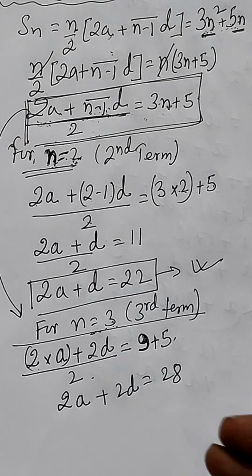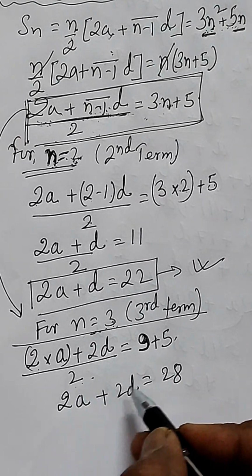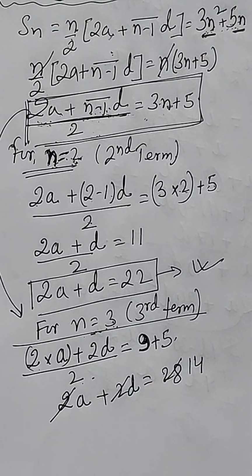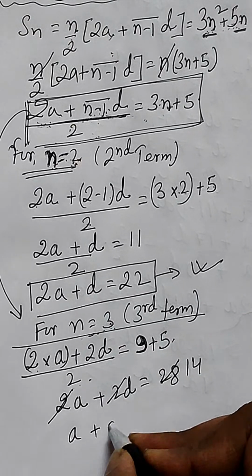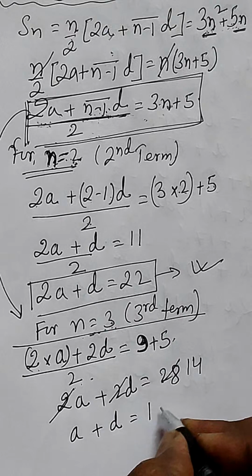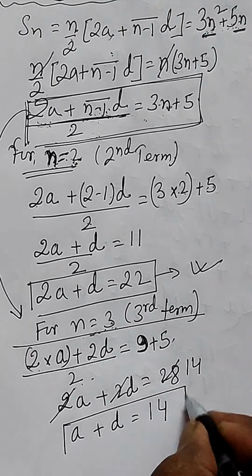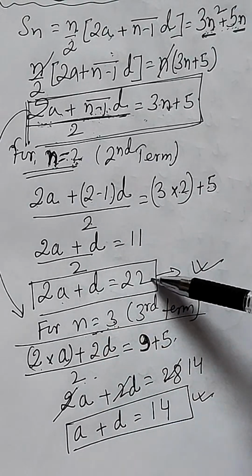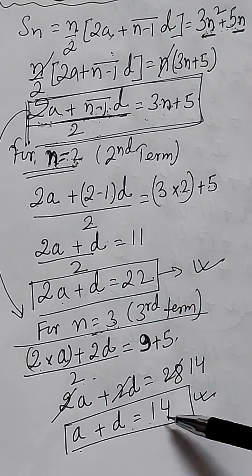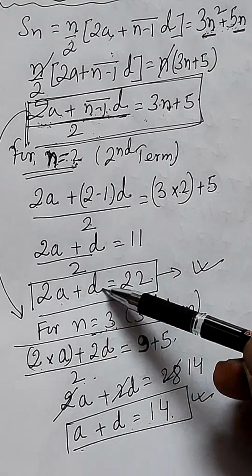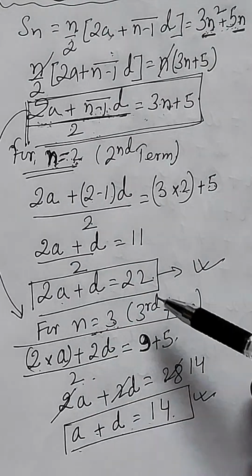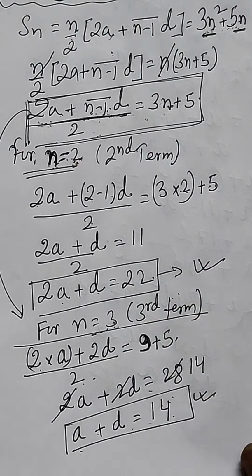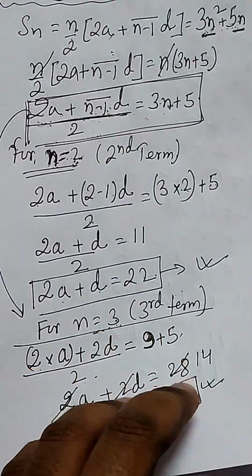Finally, divide all these terms by 2. The 2 will be cancelled out and 14 will be left on the RHS. So we are left with a plus d equal to 14. So students, there are two equations with us: 2a plus d equal to 22 and a plus d equal to 14. We have two variables, a and d, so we can solve to get the values of a and d. So just solve it. Now I am turning the page.